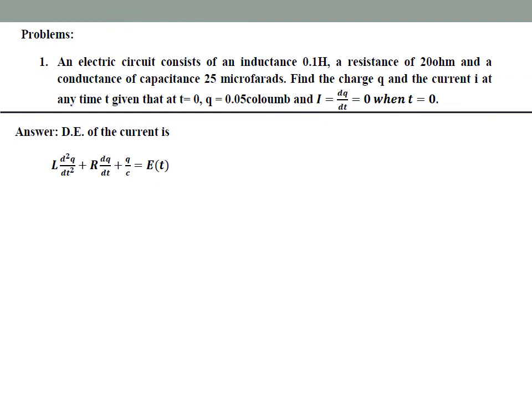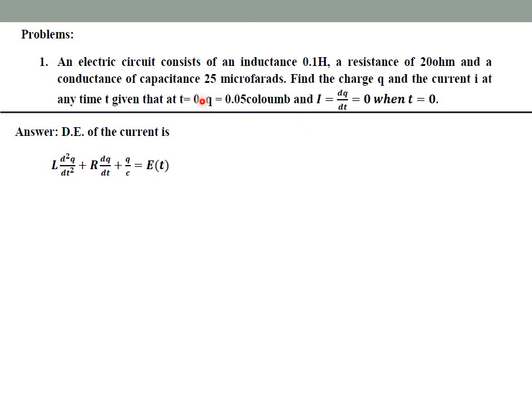So I have my first problem here. An electric circuit consists of an inductance L of 0.1 Henry, a resistance R of 20 ohm, and a capacitance C of 25 microfarad. Find the charge q and the current i at time t, given that initially at time t equal to 0, my charge q is 0.05 coulomb and the current i is 0. Whenever we start an experiment, initially we check what the reading is at time t equal to 0, correct?